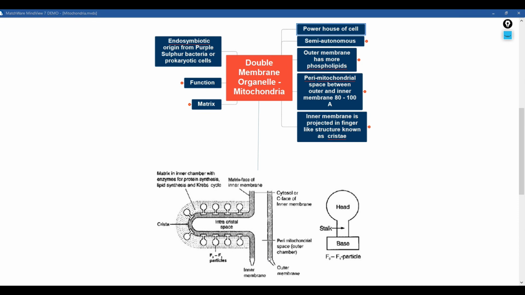In a cell, there are three types of organelle: single membrane, double membrane, and some of the organelles that do not have a membrane. So today in this session we will be talking about double membranous structure, and mitochondria is one of them.